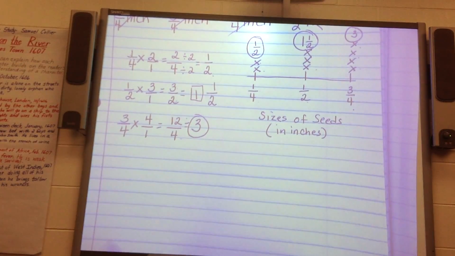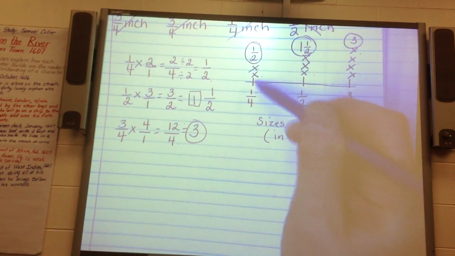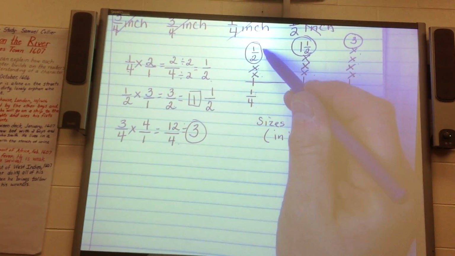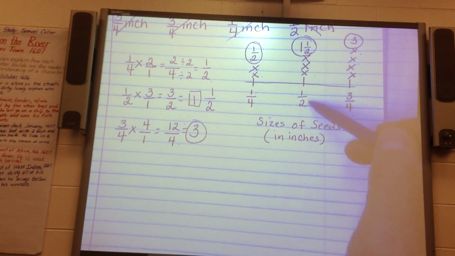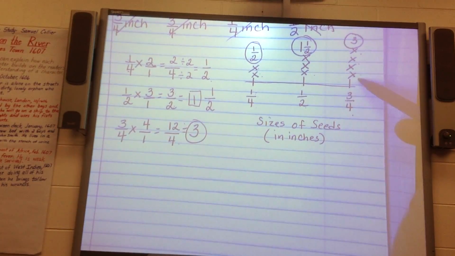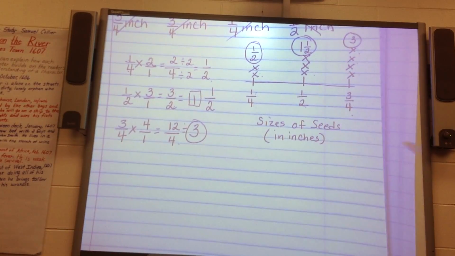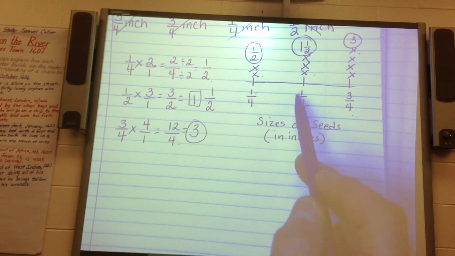So now I have figured out that my 2 1/4 inch seeds laid side by side will be a total length of 1/2 inch. My 3 1/2 inch long seeds laid side by side will total 1 1/2 inches long. And my 4 3/4 inch seeds, if I laid all 4 of them side by side, they would total 3 inches long. So now I have my totals of my fractional units.